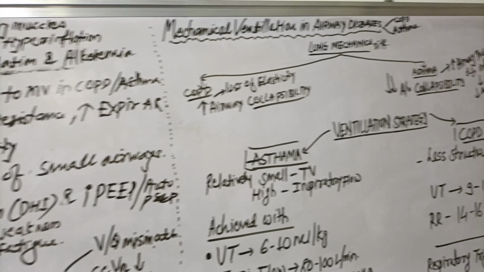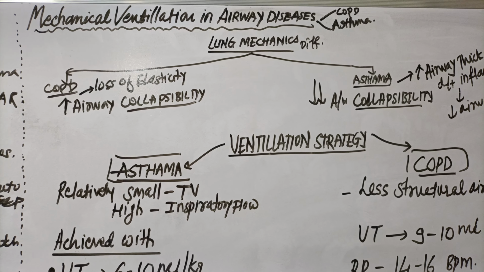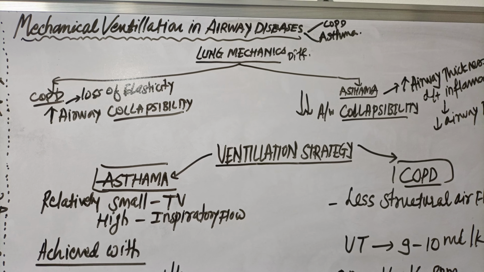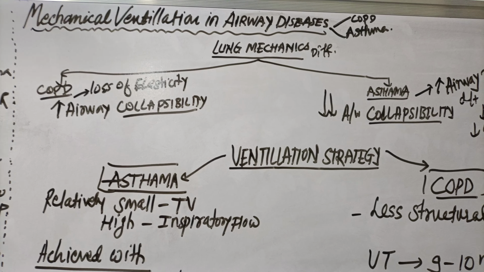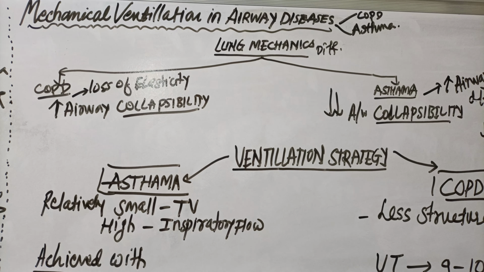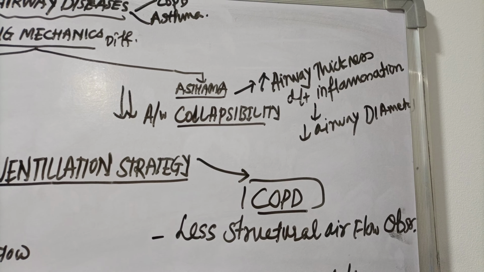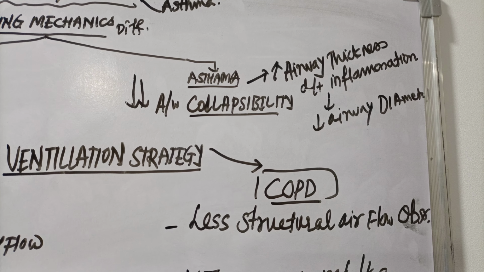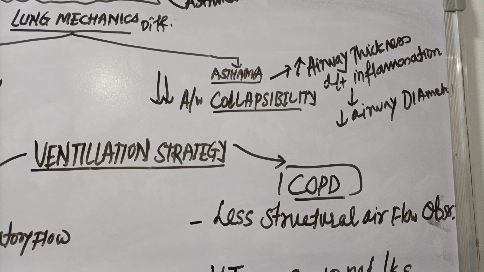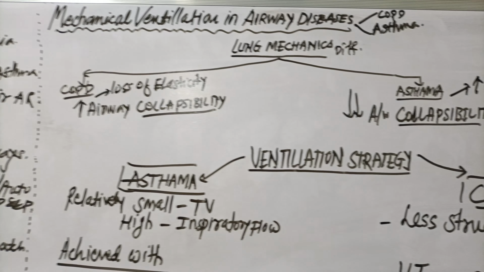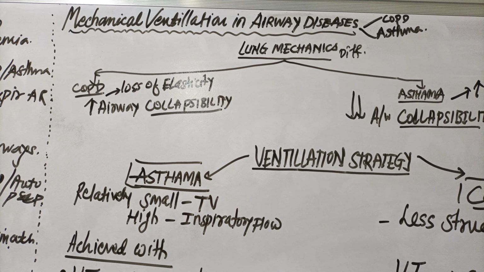So what is the difference between the lung mechanics of the COPD and asthma patient? Actually in COPD there is loss of elasticity and increased airway collapsibility, but in asthma there is increased thickness due to inflammation and decreased airway diameter, but collapsibility is less. There is no such collapsibility compared to the COPD patient where airway collapsibility is more.